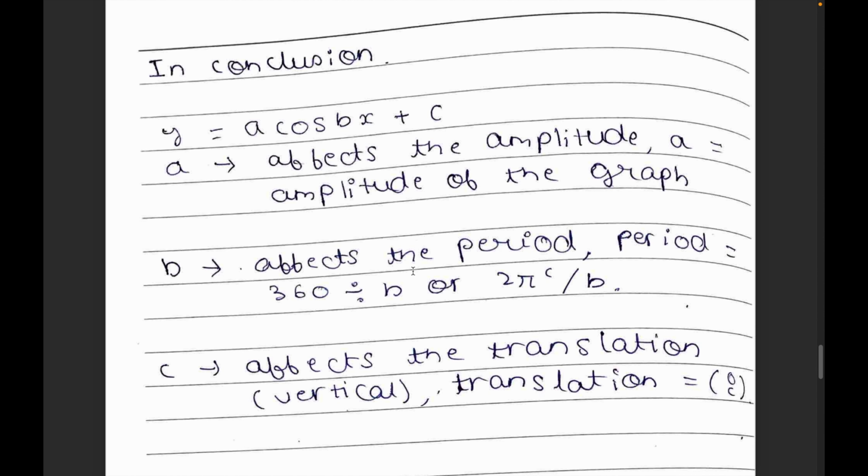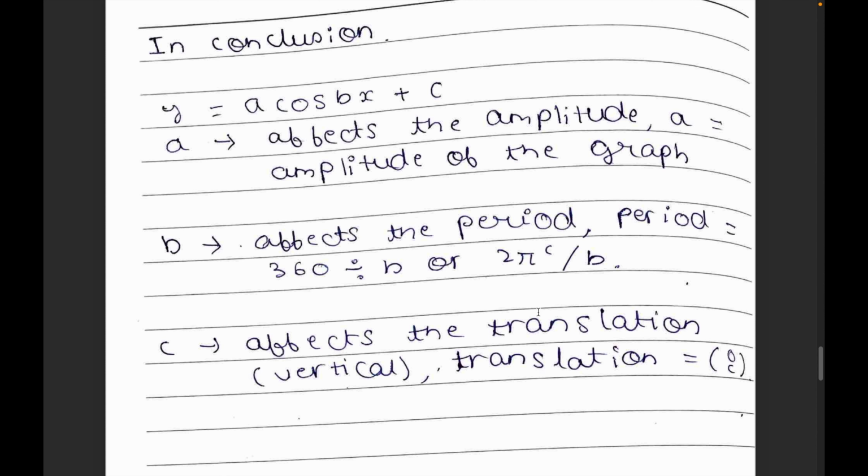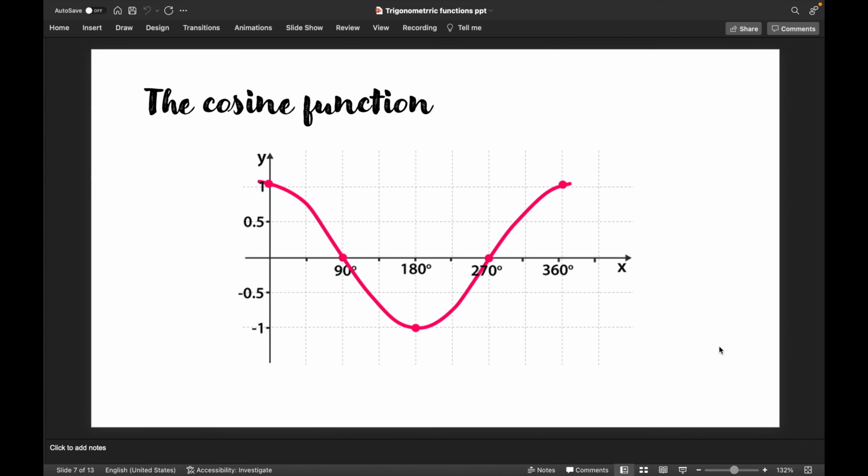Very similar to the sine x one. So we have y equals a cos bx plus c. The a factor affects the amplitude, and a would be the amplitude of the graph. b affects the period, and the period becomes 360 divided by b in degrees, or 2 pi by b in radians. And then c affects the translation, a vertical translation, and the translation would be (0, c). So that's all you need to know about the cosine function.